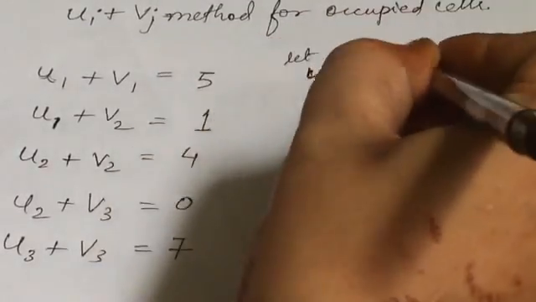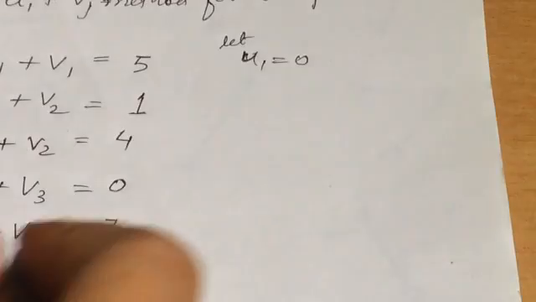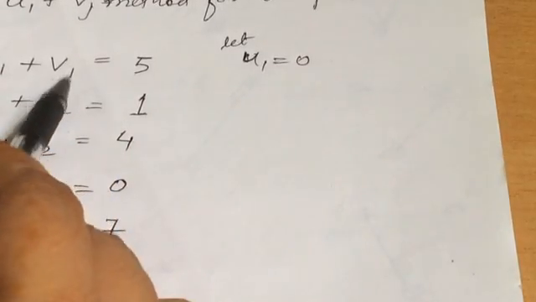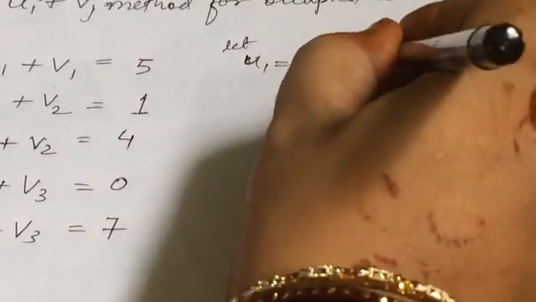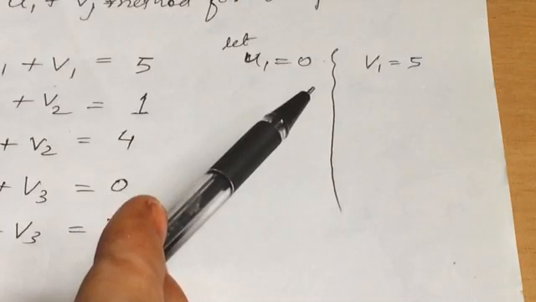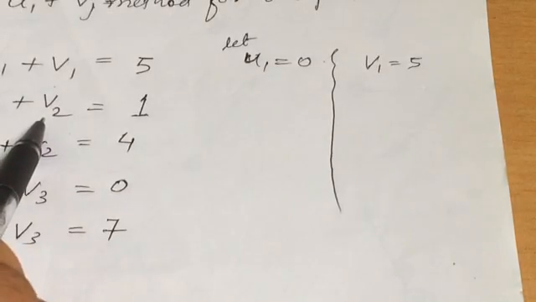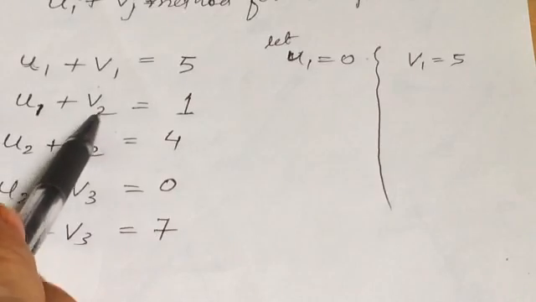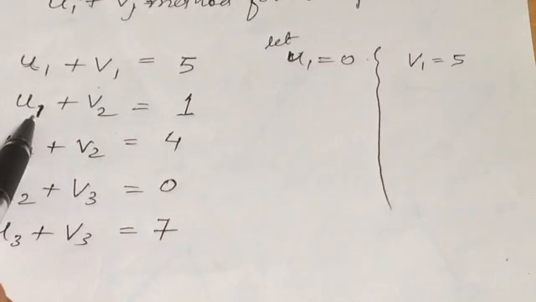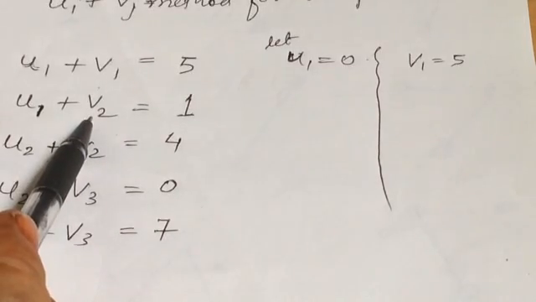Let U1 is equal to 0. Then we can find V1. What is V1? V1 will be 5. So V1 is equal to 5, and when we put V1, we can find V2 also. When we are assuming that U1 is 0, then V2 will be 1.